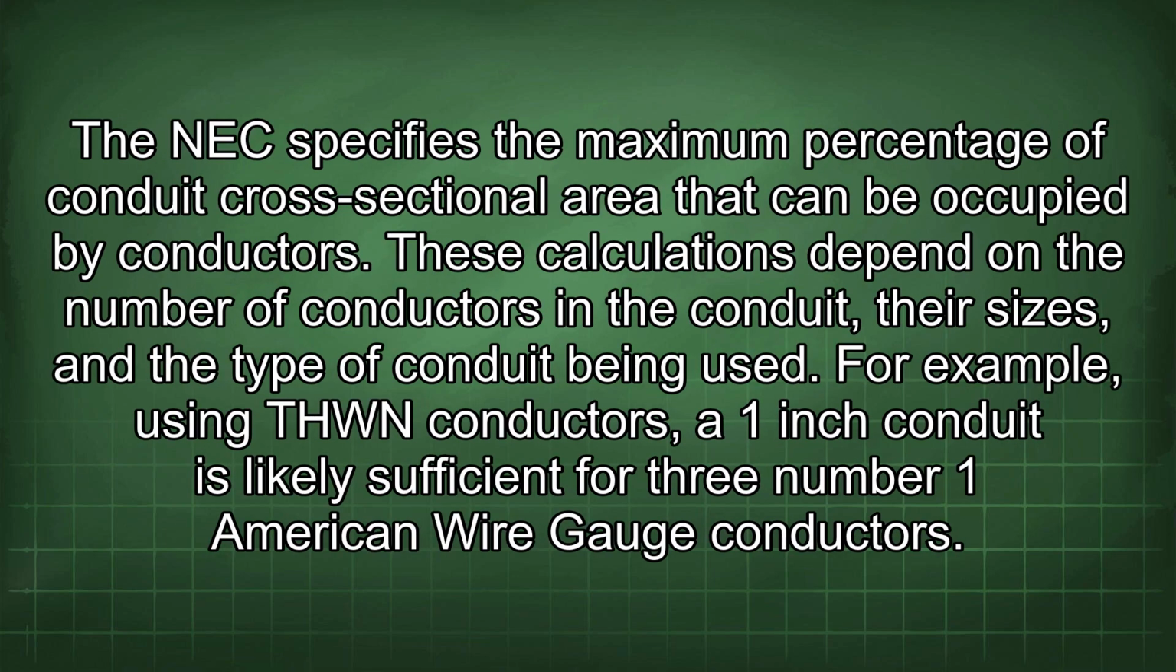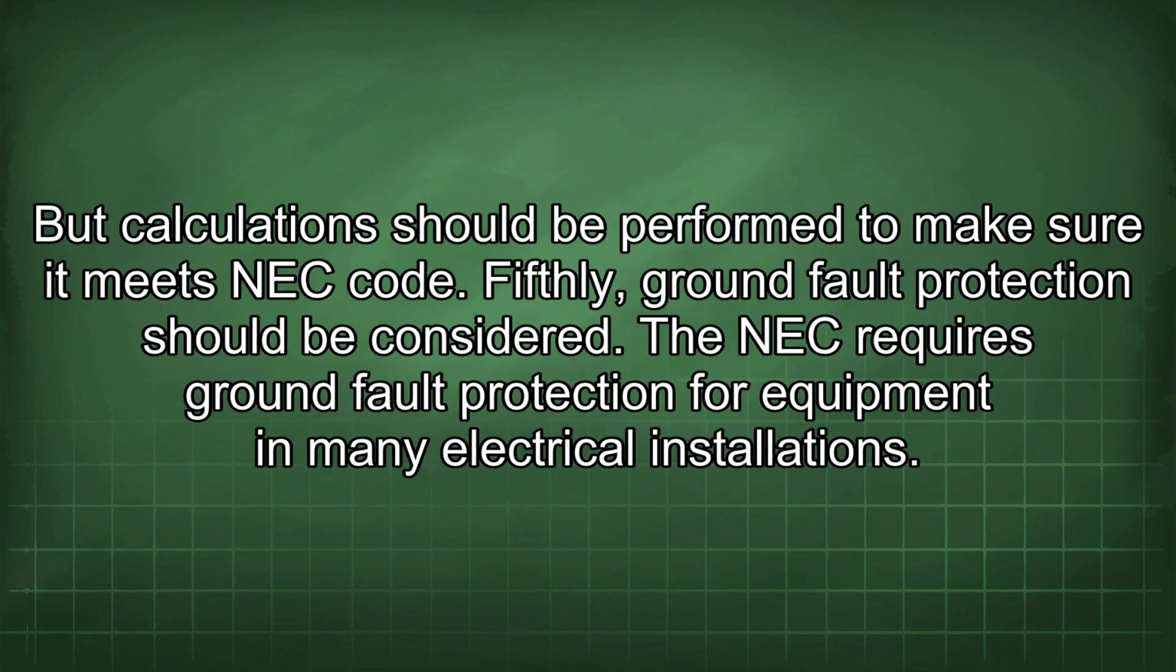The NEC specifies the maximum percentage of conduit cross-sectional area that can be occupied by conductors. These calculations depend on the number of conductors in the conduit, their sizes, and the type of conduit being used. For example, using THWN conductors, a 1-inch conduit is likely sufficient for 3 number 1 American wire gauge conductors. But calculations should be performed to make sure it meets NEC code.